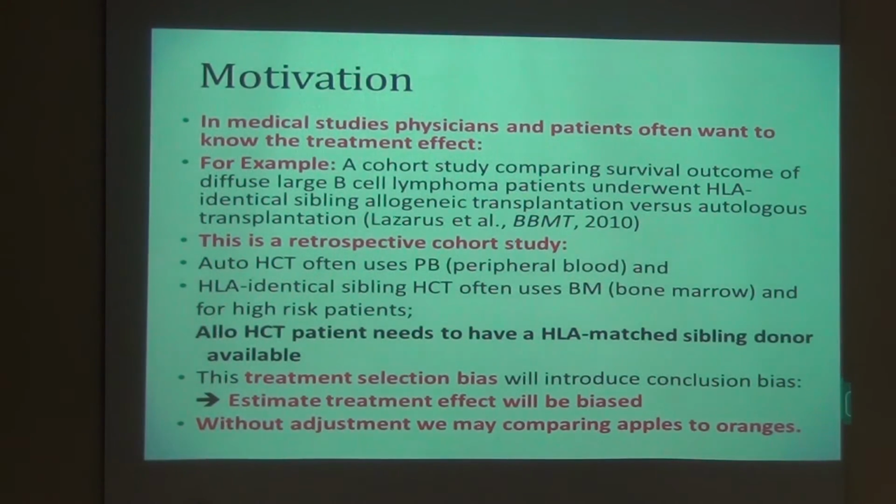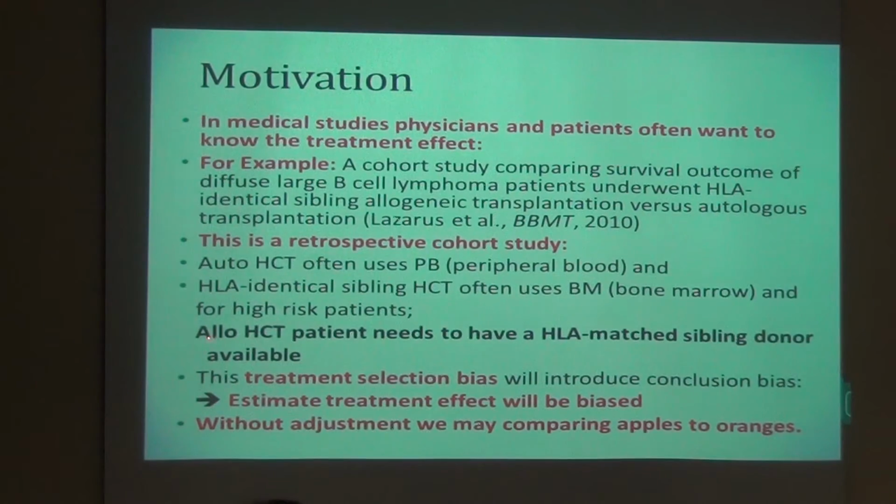But this is not a randomized clinical trial; it uses existing data. When we use a cohort study to study treatment effect, first we need to look at whether these two cohorts are balanced. Otherwise it could be comparing apples to oranges. For this example, autologous transplant often uses peripheral blood as a graft cell source. Identical sibling transplant, on the other hand, uses a bone marrow graft source, and it also treats high risk patients. So the populations are quite different.